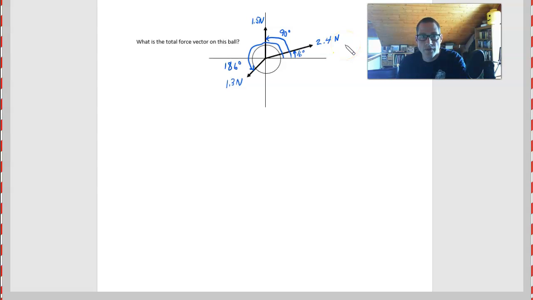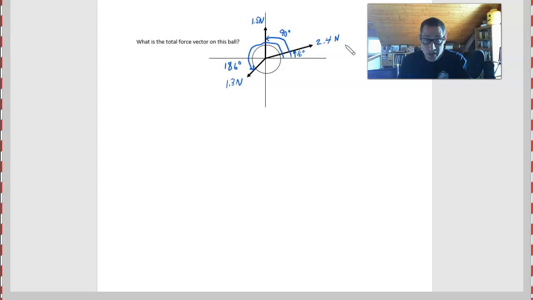All right, welcome to Physics 30. I have a question here that is about three forces on a ball. There's three forces here, one, 2, and 3, and I've written on them 2.4 newtons, 1.5 newtons, 1.3 newtons, and the corresponding angles. So this first one is 16 degrees from this line here, this kind of x-axis or the east-west line.